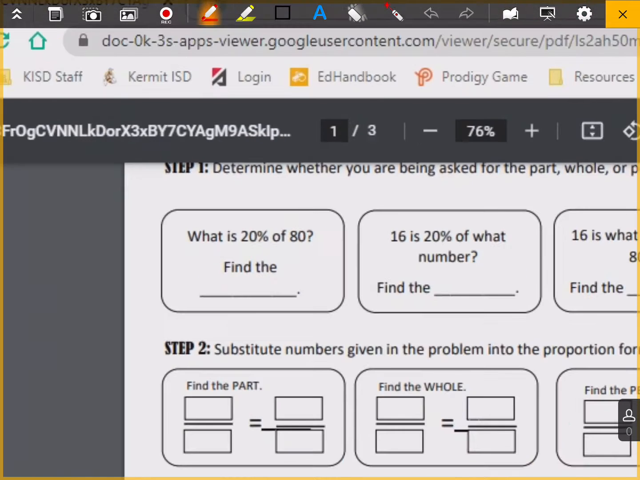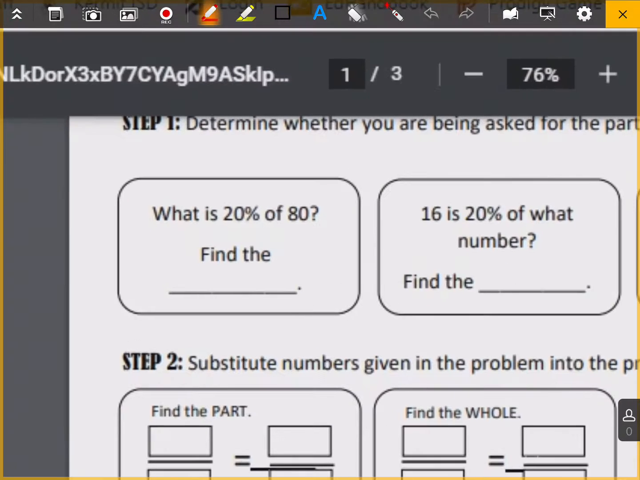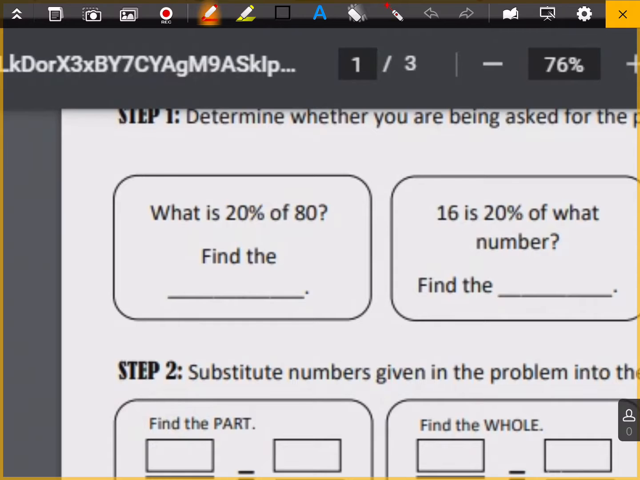It says determine whether you're being asked the part, the whole, or the percent. So here's what I do. I always look for the word that says "what" and the word that is near it. So "what is?" If we remember up top, it says that the "is" is the part of the question. So we are going to be looking for the part in this example.